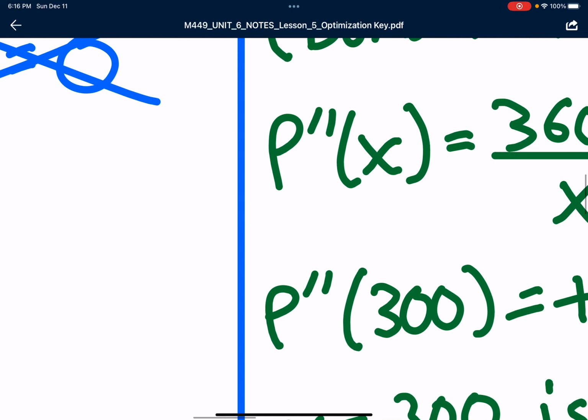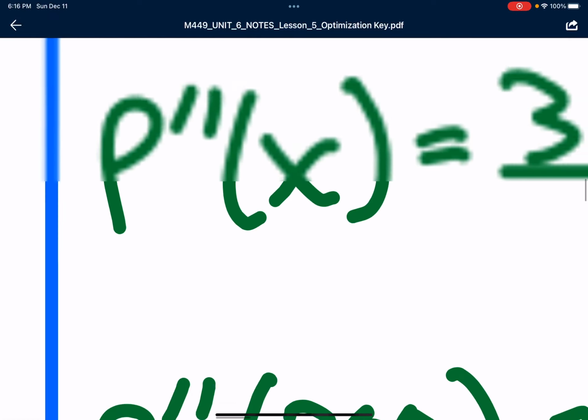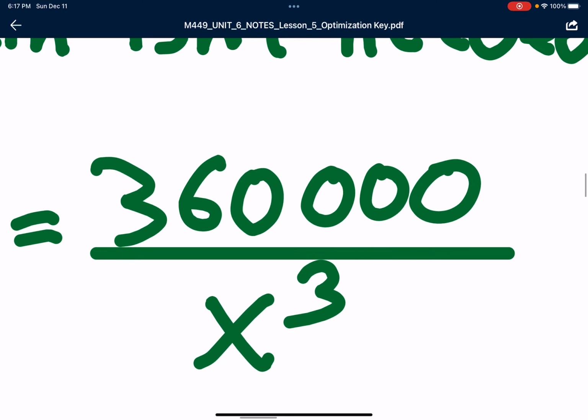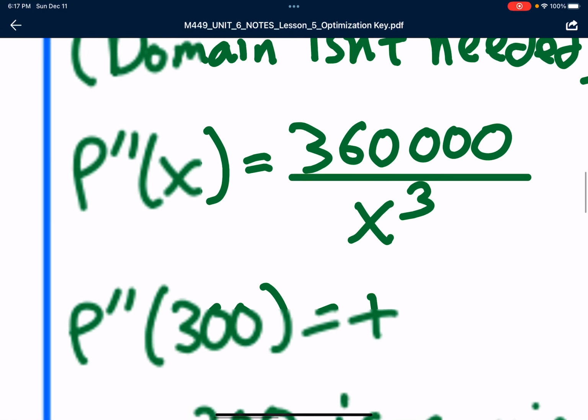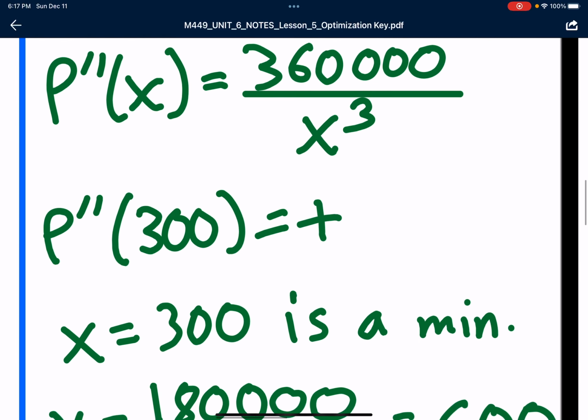And now I have to plug my critical number into that second derivative I just found. Remember, all you care about is the concavity at the critical number. All you care about is is it positive or negative? If I do 360,000 divided by 300 cubed, I don't care how big or small that number is, right? What I do care about is that it's a positive over a positive, and so we get a positive, meaning we are concave up at this critical number, meaning x equals 300 is my minimum. Okay, no endpoints to check, right? And so this is my only answer.